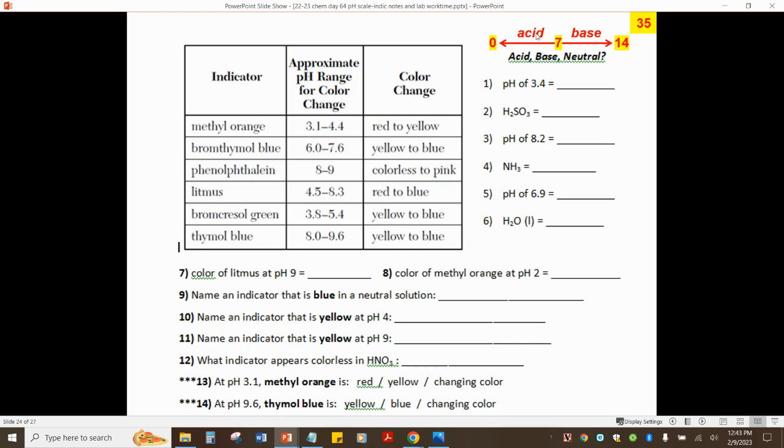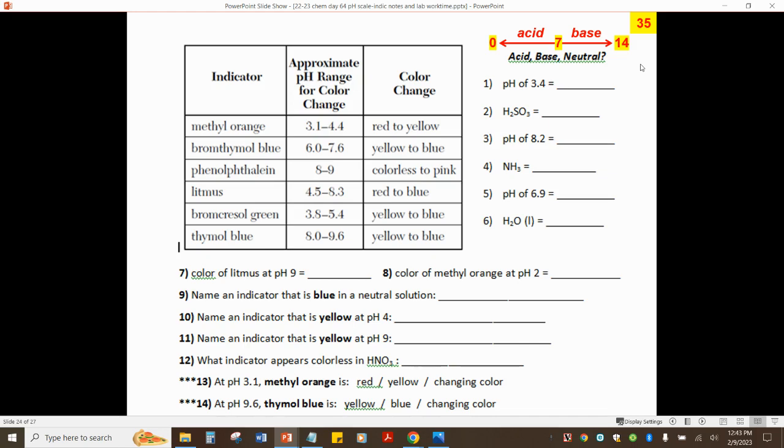But weirdly, acids, which have the H plus ions, have the low pH numbers. So acids are anything below 7. Bases are anything above 7. And then at 7, we have exactly neutral, which is like distilled water, because the H plus and the OH minus, when you put them together in equal amounts, make H2O.